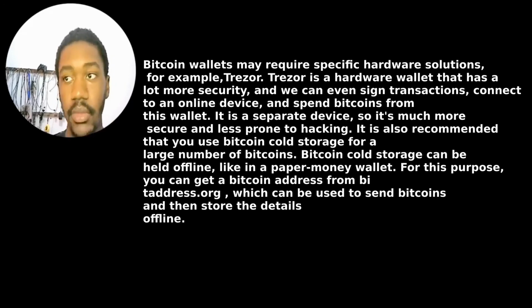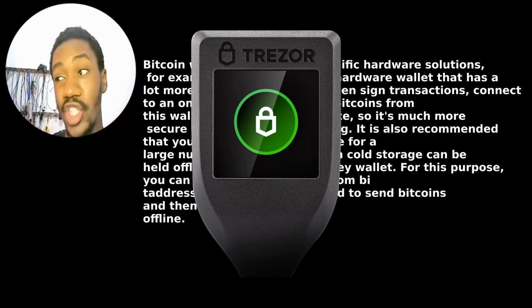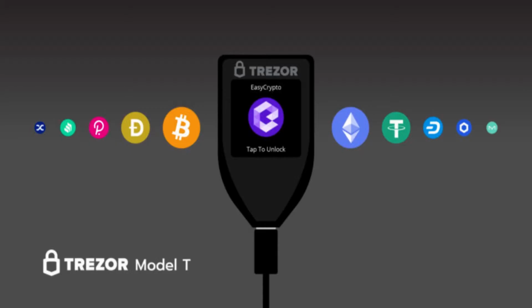For example, Trezor. Trezor is a hardware wallet that has a lot more security, and we can even sign transactions. It is a separate device, so it is much more secure and less prone to hacking.